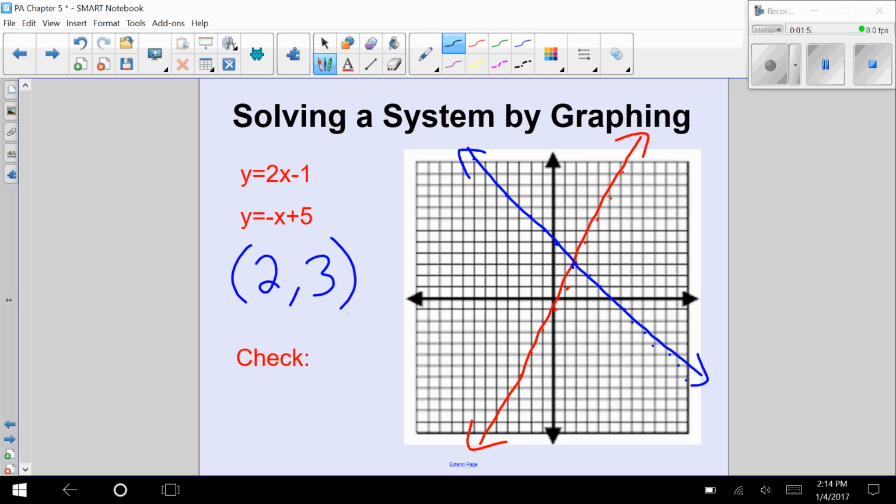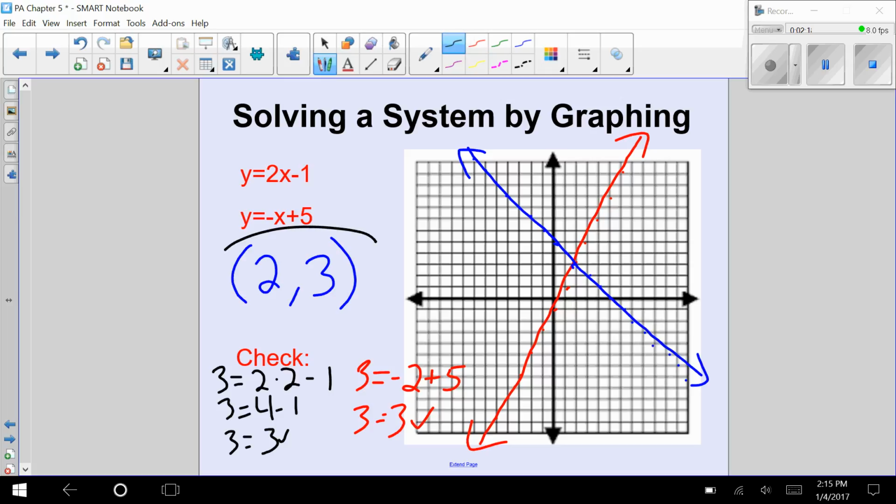So let's try 3 equals 2 times 2 minus 1, because x is 2, y is 3. So 3 equals 4 minus 1. 3 equals 3. Yes, it does. That one worked. Now we have to try the other equation. So y is 3 equals negative x, so negative 2, plus 5. Negative 2 plus 5 is 3. 3 equals 3, so it works. Our solution is (2, 3).